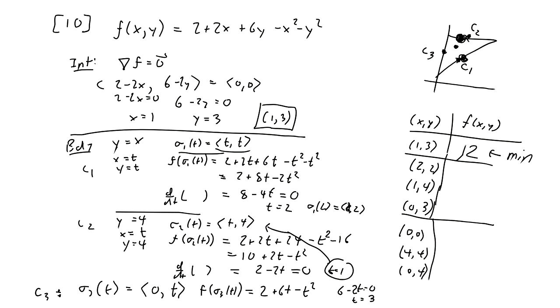At 0, 0, you should get 2. And at 4, 4, you also get 2. Oh, sorry, this is the max. 12 is the maximum value. And these turn out to be the minimum.